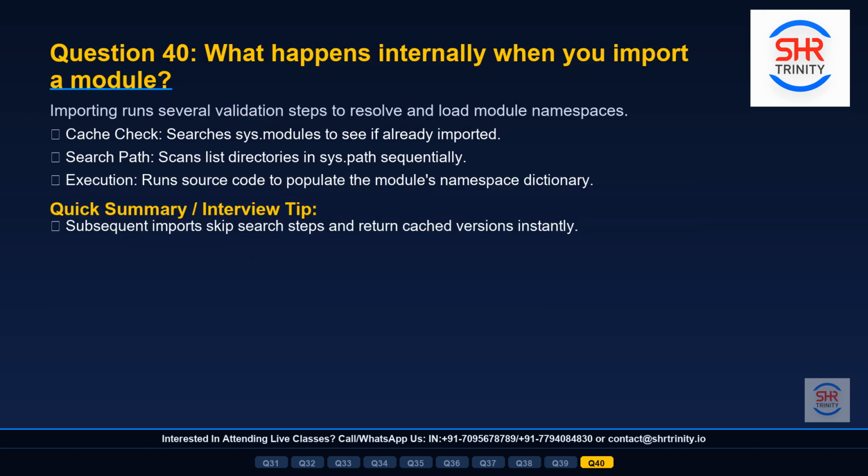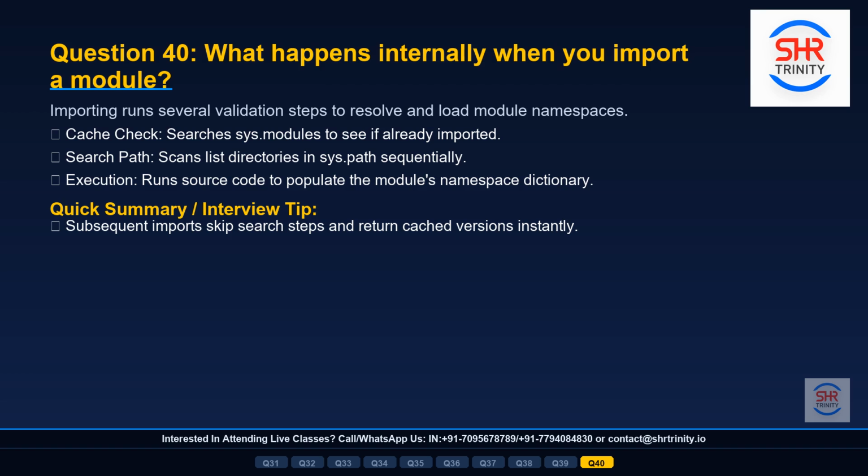And finally, question 40, what happens internally when you import a module? When Python encounters an import statement, it follows a precise sequence of steps. First, it checks sys.modules. This is a dictionary cache of all previously imported modules. If the module is already there, Python returns the cached version instantly without any file reading or code execution. This is why repeated imports are extremely fast.